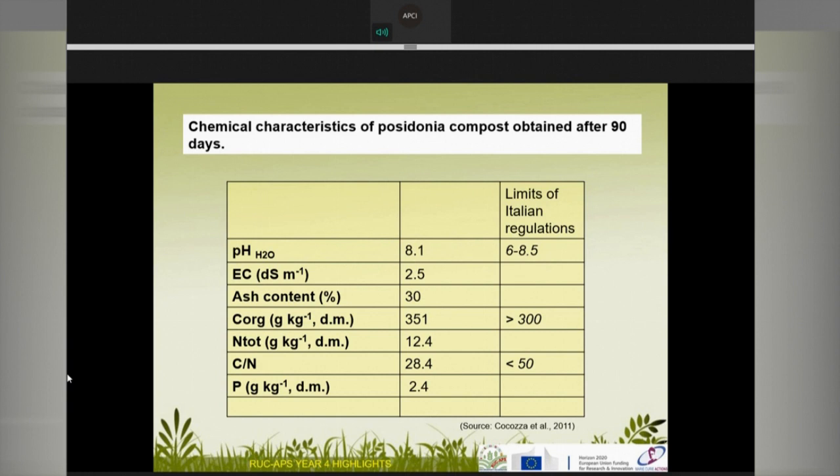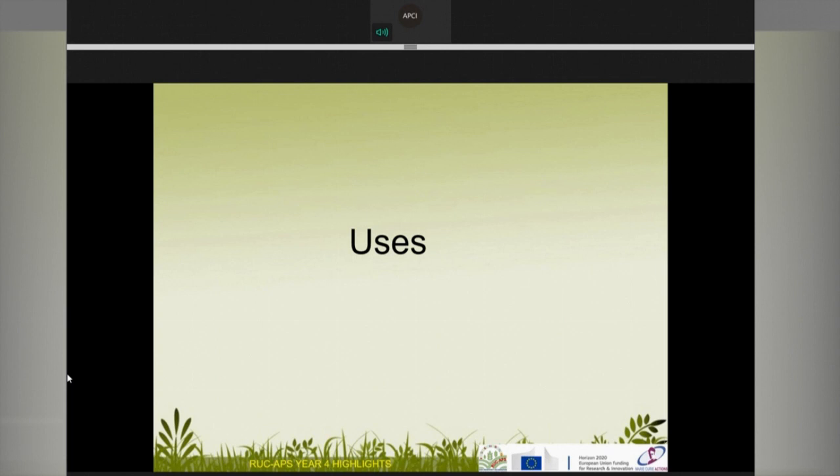And in fact, this slide shows some chemical characteristics of the Posidonia-based compost obtained after 90 days of composting. As you can see, the properties of the compost are very good and in line with the limits of Italian regulation. Okay, in the coming slides, I will present some applications of the Posidonia compost as an alternative and innovative substrate to substitute totally or partially some common substrates, primarily peat.